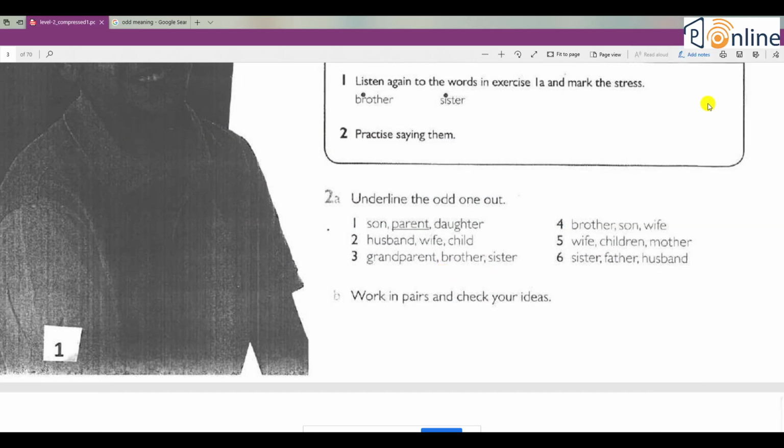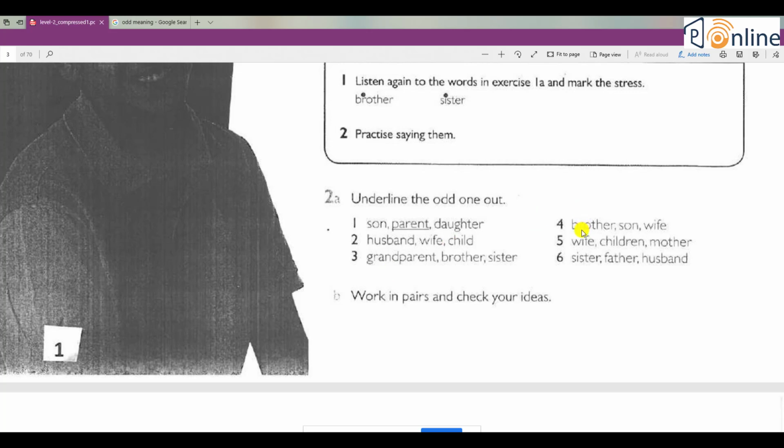I think we will add the grandparent. Grandparent, yes. Because the brother and sister may be a child, or they are the same thing, brother, sister. They have the same parents, so they are the children. So brother, sister, you are right. Grandparent is the odd one out, the one we're supposed to take out from them. You are right. Very good.